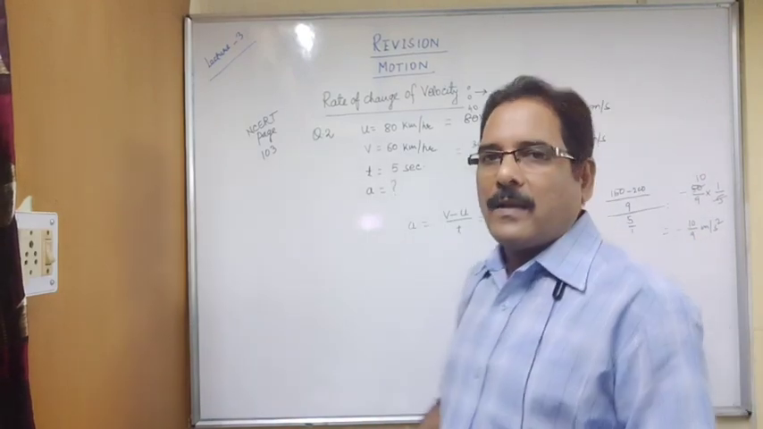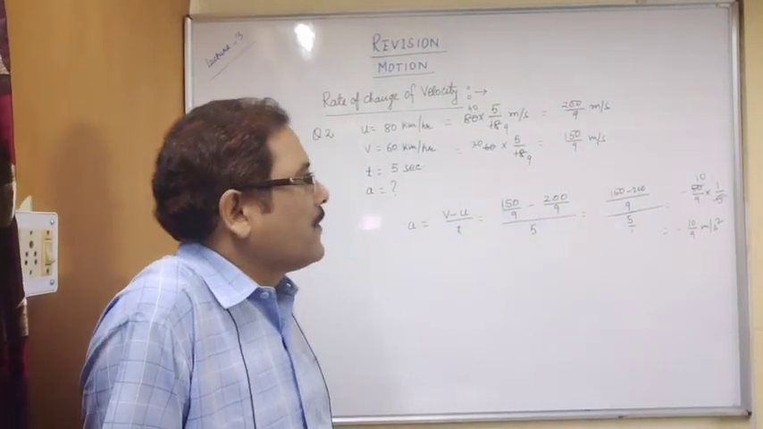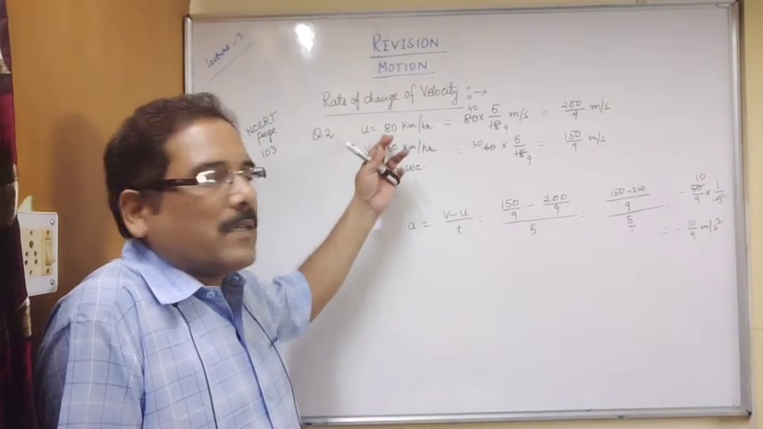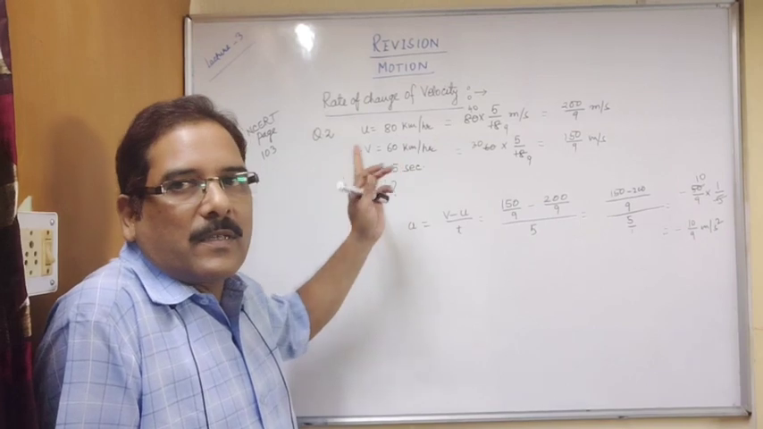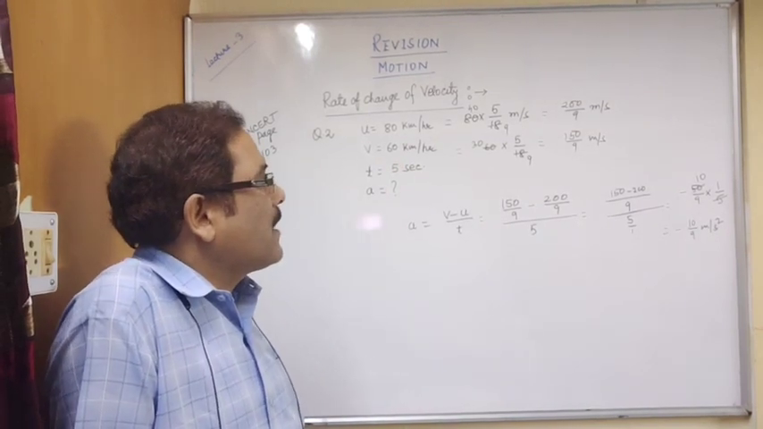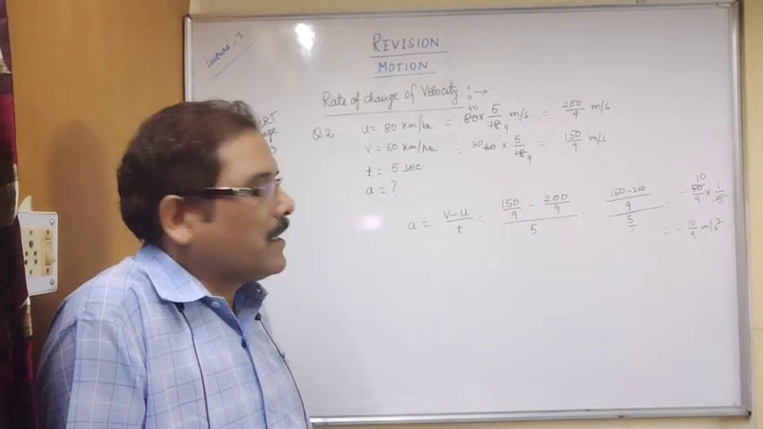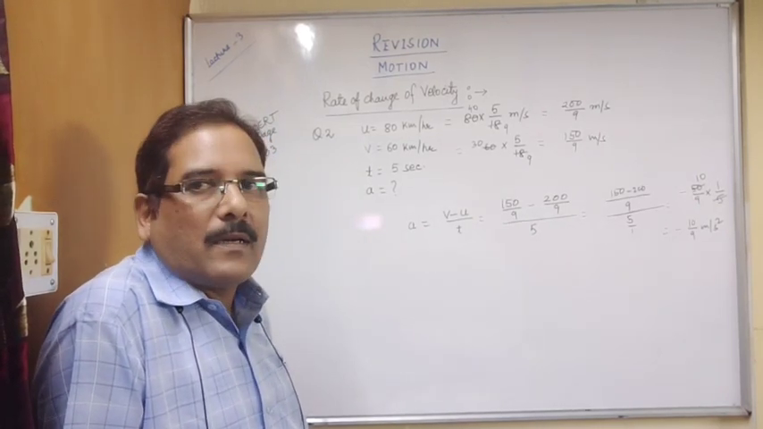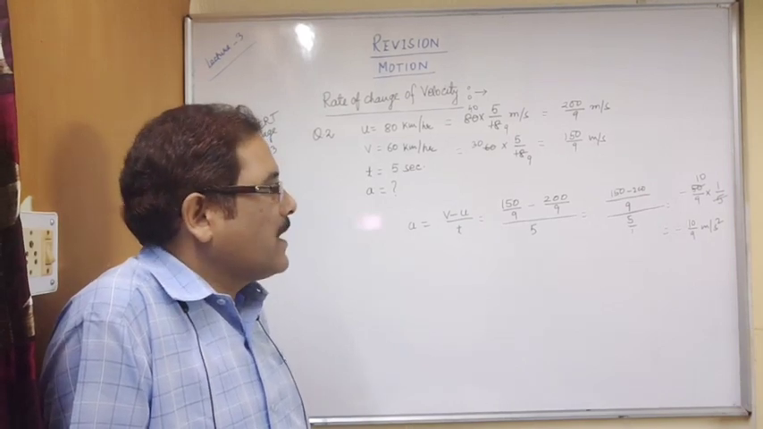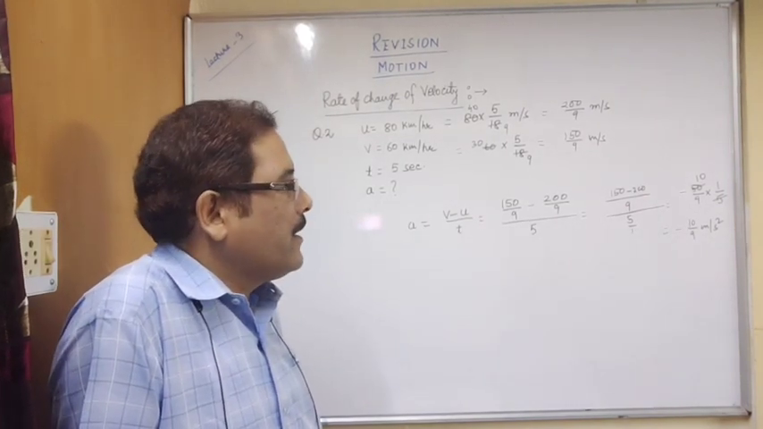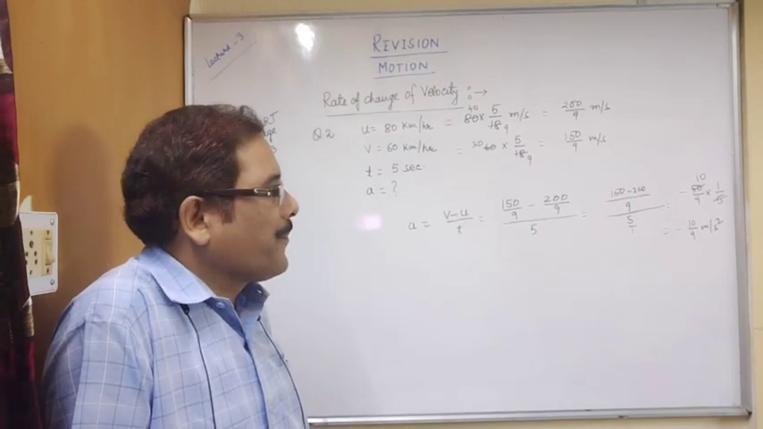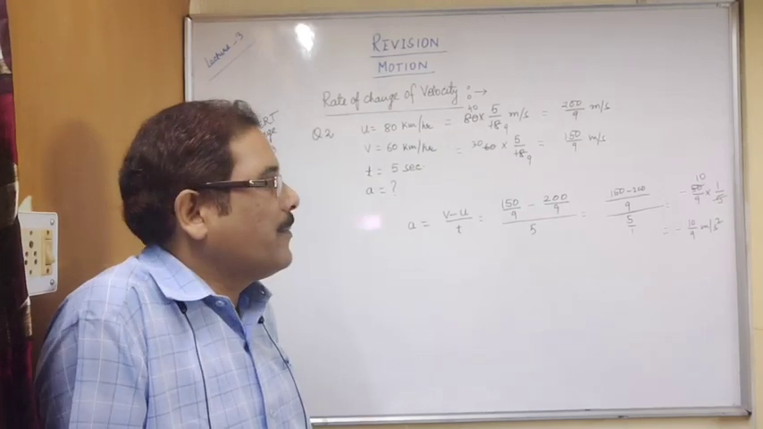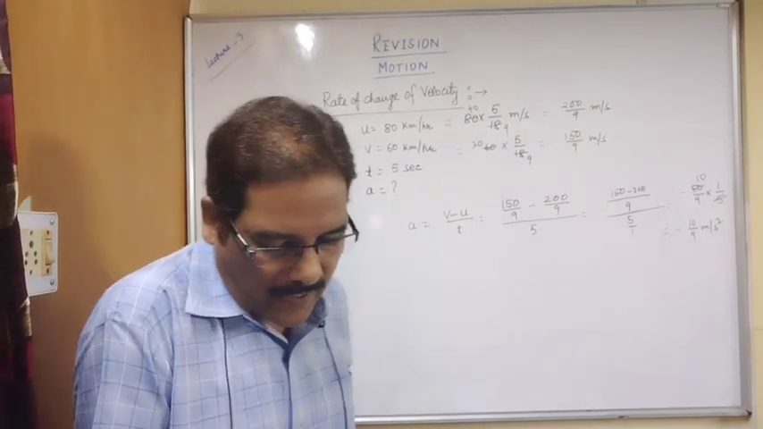It means acceleration is negative, isn't it? The velocity is decreasing with respect to time because initial velocity is more than the final velocity. So perhaps brakes are applied, that's why velocity is decreasing. So retardation is 10 by 9 meter per second square. When we say retardation, then it will be 10 by 9 meter per second square. When we write acceleration, then you have to give a minus sign, that it will be minus 10 by 9 meter per second square.